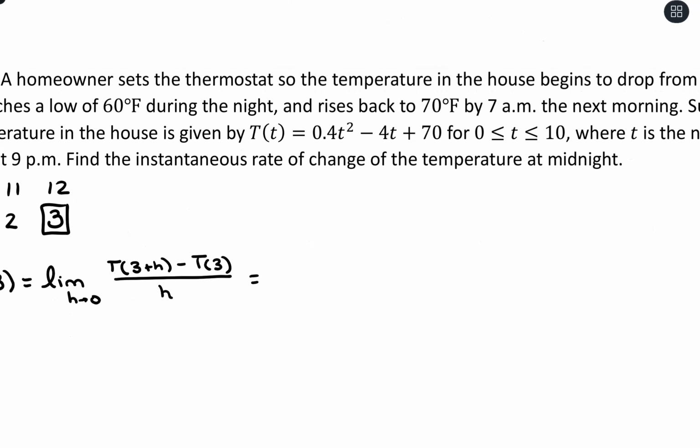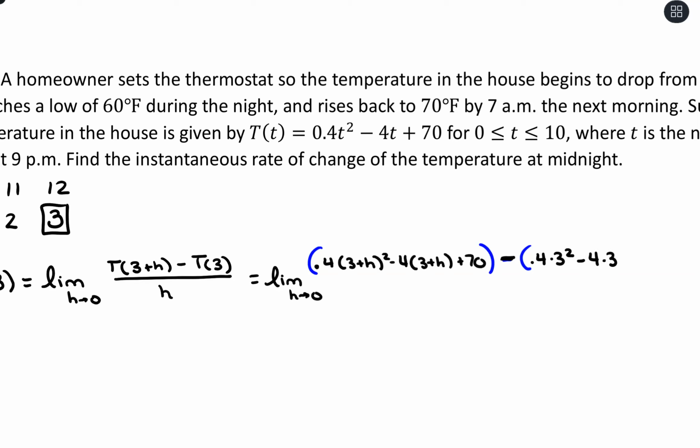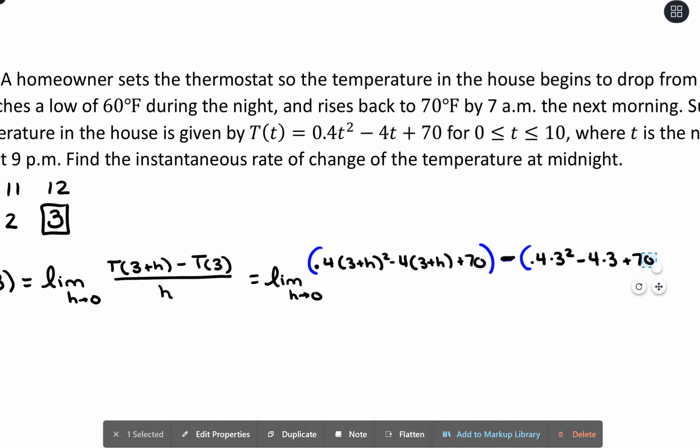And using our function up above, this will look like 0.4 times 3 plus h squared minus 4 times 3 plus h plus 70. There's our first calculation, and then we're going to subtract T of 3, which will come from a calculation of 0.4 times 3 squared minus 4 times 3 plus 70, all over h.